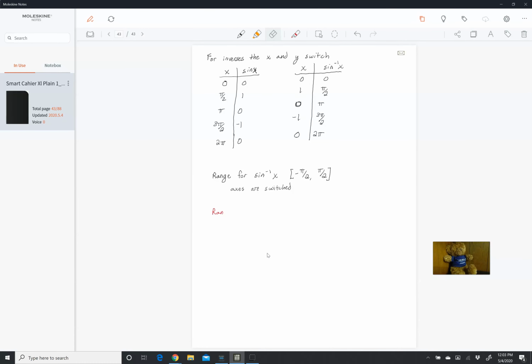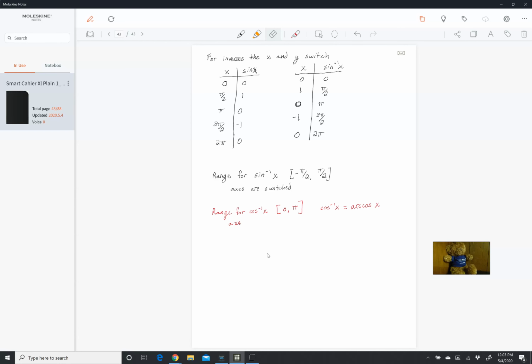There are no asymptotes, so the range for cosine inverse is 0 to pi. I would like to mention also that cosine inverse of x, and this is true for all of the inverse functions, is most commonly referred to as arc cosine, okay? They mean the same thing. Notice axes are switched here.